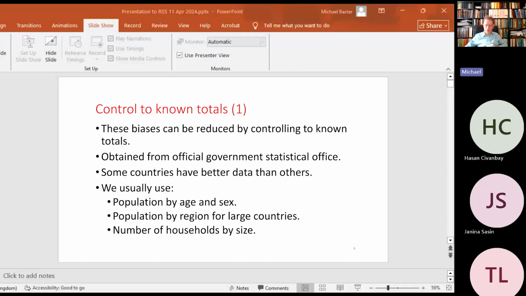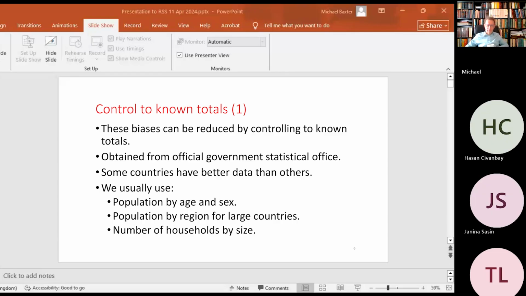So we ask for population by age and sex. If it's a large country, we ask for population by region. And we ask for number of households by size. And I say households. In many surveys, we're only interested in people who live in households. We exclude people who live in communal establishments, which might be prisons or army camps or hotels or student hostels. So if we're just concerned with households, it makes life slightly easier.